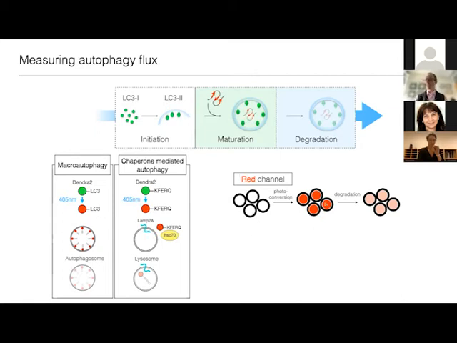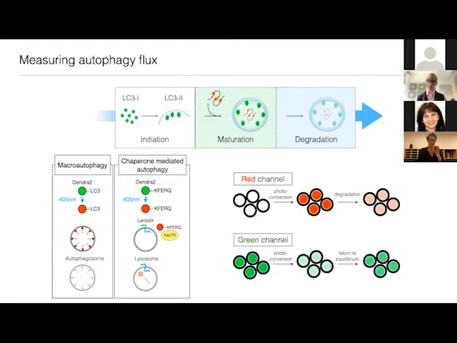I mentioned that when you photoconvert and measure the degradation of the red channel, you get an idea of flux. The interesting thing with this particular reporter is that this is a green protein at baseline, but if you photoconvert, you get a drop in the green signal. And as you measure the return of green fluorescence, you get an idea of induction or initiation.